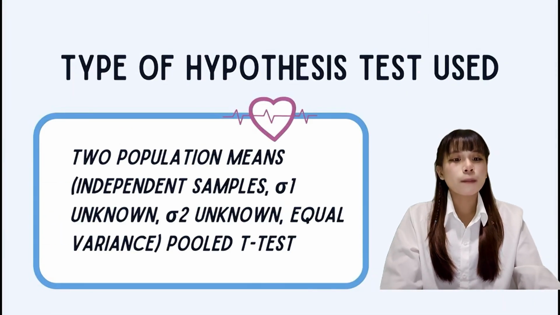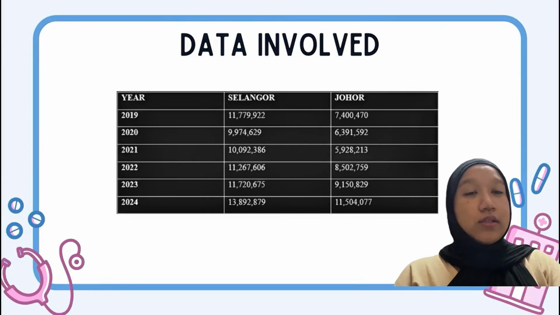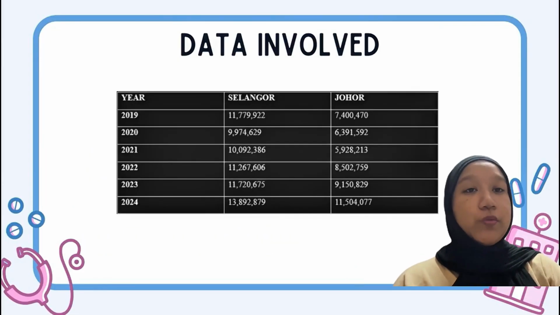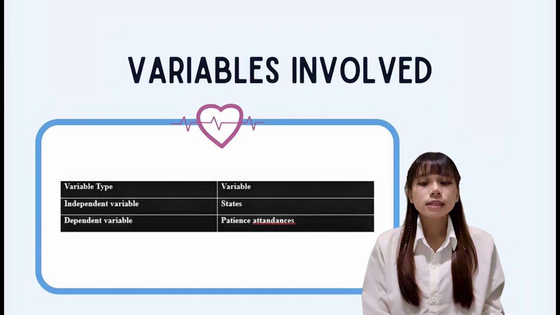Next, the type of hypothesis test we use is two population means. This is data involving two populations. Next, this slide shows the variables involved in our study. The independent variable is the state. The dependent variable is patient attendance.